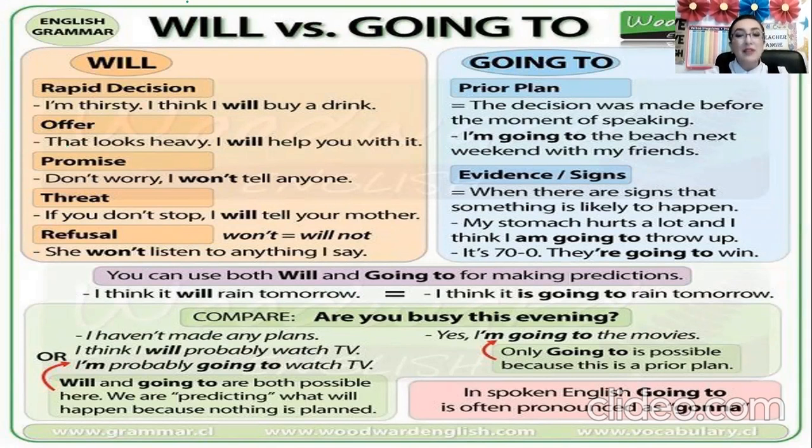Well, actually, remember will with promises. If you are going to be making a promise for the future, here is where you are going to use will. Why? Because we are not pretty sure about the things that we are going to be having. For example, don't worry, I will grow them. Don't worry, I won't tell anyone. Don't worry, I will not, or I won't, tell anyone. It's a super secret. It's like a promise. Oh, no, no, no. Don't worry. I will take care of your dog. Oh, okay. That is going to be a promise that you are making, and that's where you are going to use will.